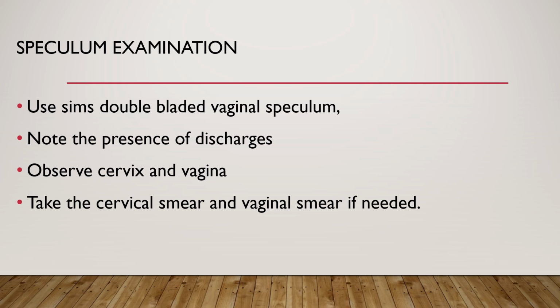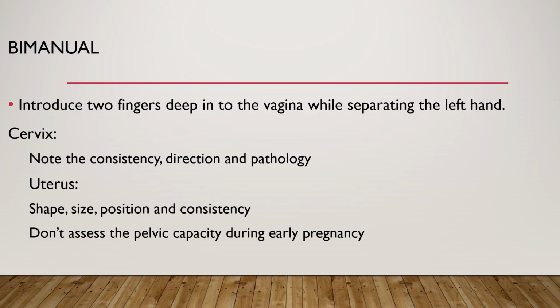First we can see about the speculum examination. Usually we use the Sims double-bladed vaginal speculum, and even self-retaining vaginal speculums are available. We can use either of these, and you should look for the presence of discharges. You should observe the cervix and vagina, and if you want to take a cervical smear or vaginal smear, that can be taken under visualization using this speculum.